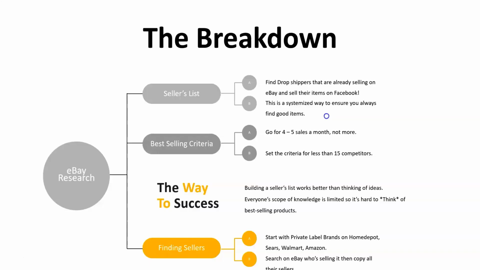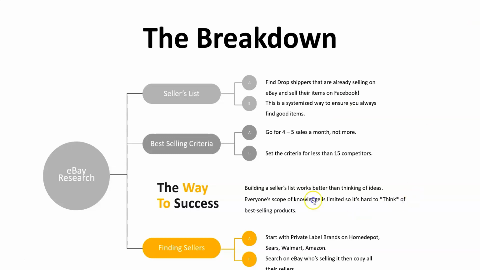You want to find dropshippers that are already selling on eBay and then sell their items on Facebook. This is a systemized way to ensure that you always find good items, right? And this is a system that can be replicated. You can eventually hire VAs, right?